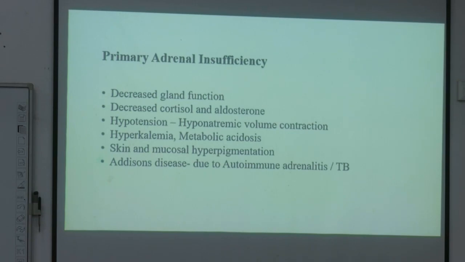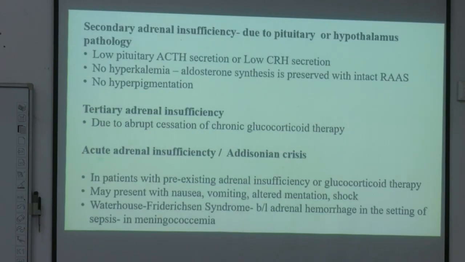And in Western countries, in Europe and America, the cause is usually autoimmune adrenalitis, right? So autoimmune destruction of the adrenal gland, but in India, again, still the most common cause is tuberculosis. Next slide please. Okay, now secondary adrenal insufficiency.